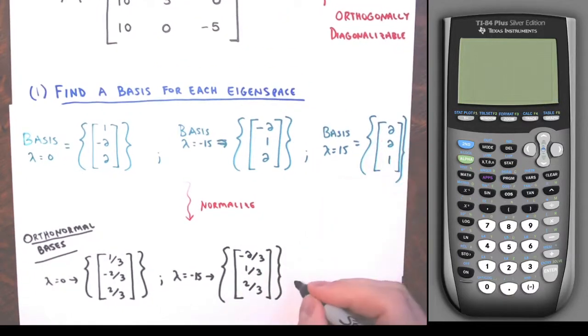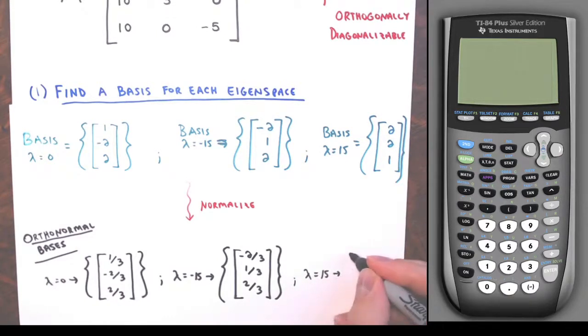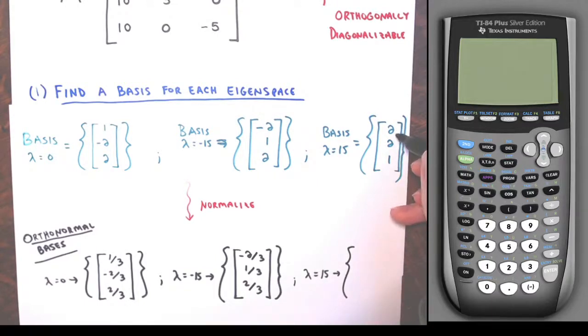Alright, and then finally, for when lambda was 15, our basis, again, just a single vector, so just normalize it. Again, the norm is square root of 9, right, just 3. So I divide each component by 3: 2/3, 2/3, 1/3. Okay, so now we can construct P.